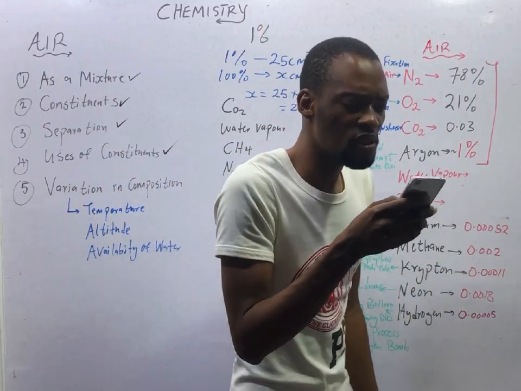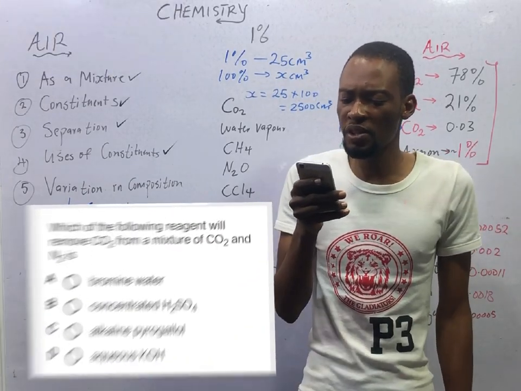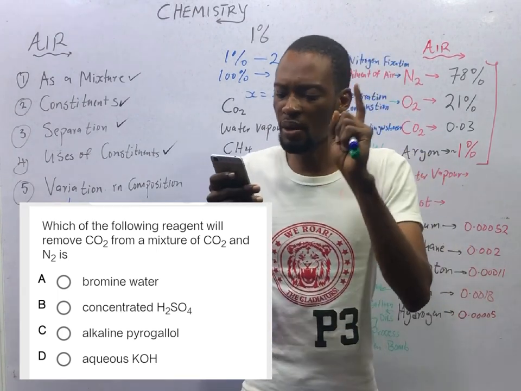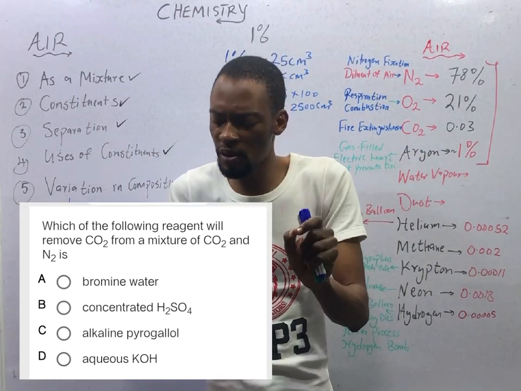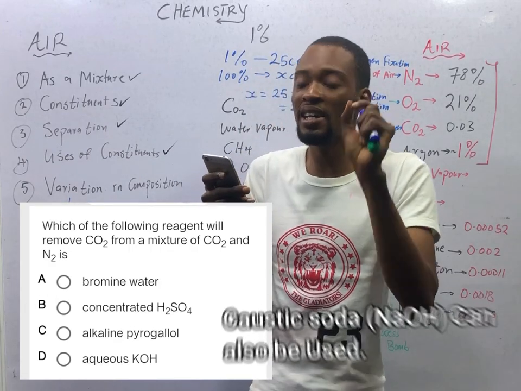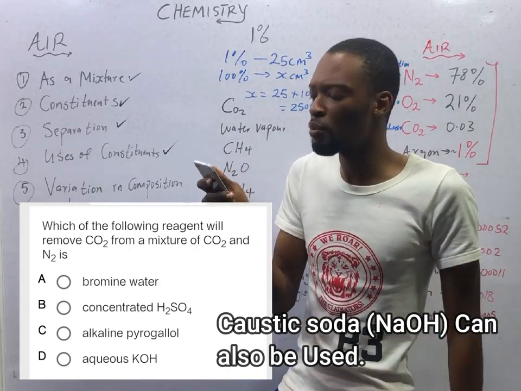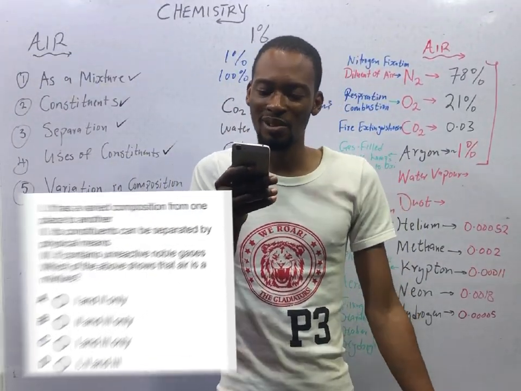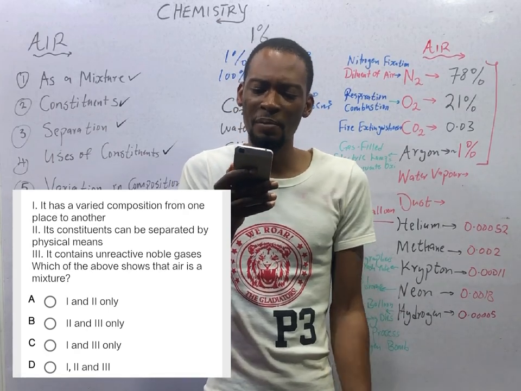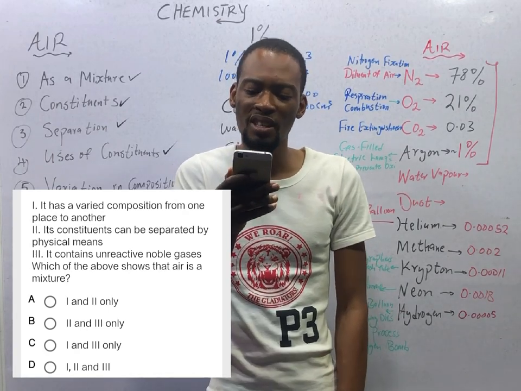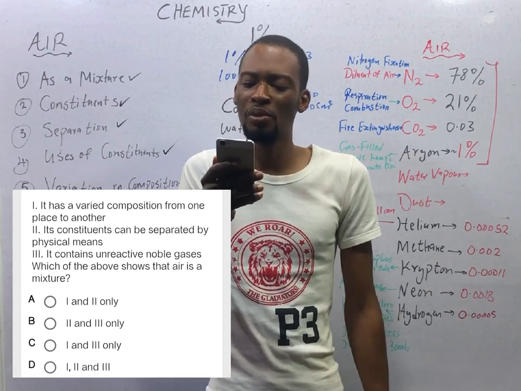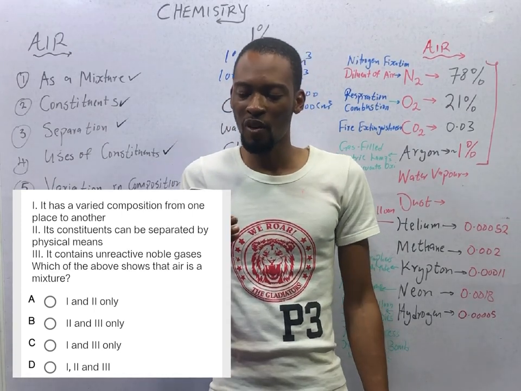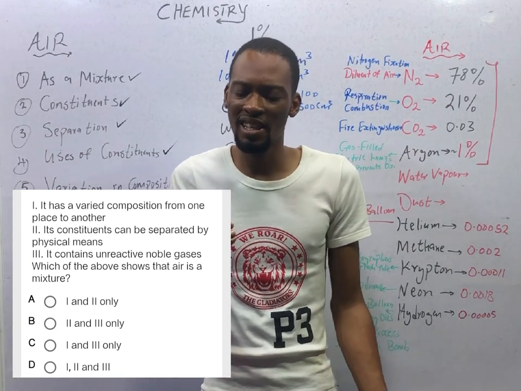And which of the following reagents would remove carbon 4 oxide from the mixture of carbon 4 oxide and nitrogen? To remove carbon 4 oxide from the mixture of carbon 4 oxide and nitrogen, we use aqueous KOH, aqueous potassium hydroxide. It has a varied composition from one place to another. Its constituents can be separated by physical means. It contains unreactive noble gases. Which of the above shows that air is a mixture? All of the options show that air is a mixture.